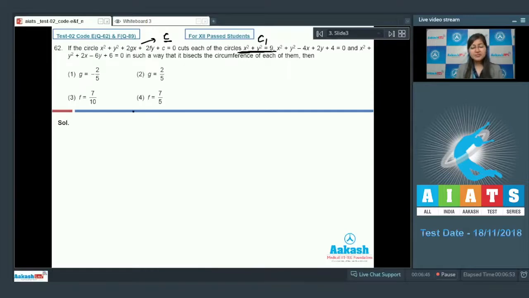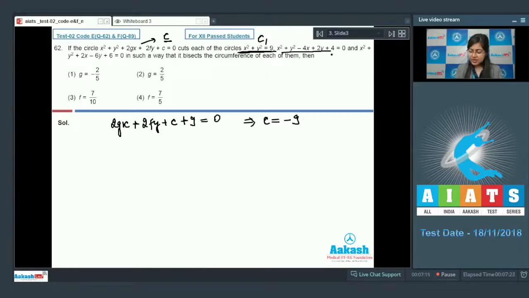So, firstly, we find the common chord of the circles C and C1, which will be equal to 2gx plus 2fy plus c plus 9 equal to 0. This is the equation of the common chord of C and C1, right? So it will be passing through the center of C1, that is (0, 0). So the value of c will be equal to minus 9, right?